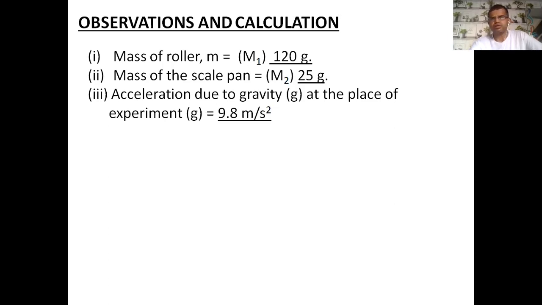So first, the mass of the roller, symbol small m but here capital M1. So 120 gram, it is a known value. Mass of the scale, 25 gram, symbol M2. We used this in the last practical, number 7. And definitely small g, because we are performing the practical in the environment, so that time we want the value of small g. It is 9.8 meter per second square every time.